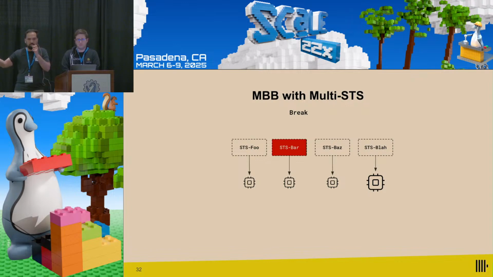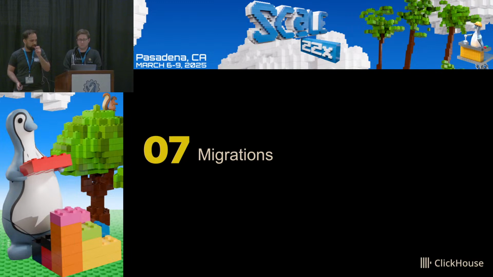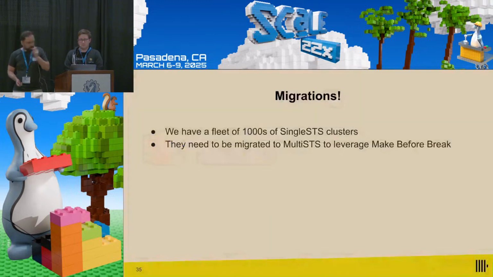Instead of adding 1 replica, you just immediately add 3 replicas and then break the other 3. And then you're done. So why do we need migrations? Because we have a fleet of thousands of these single stateful set clusters. The customers are running their important workloads on them. We don't want to disrupt those workloads. But they still need to be migrated in order to leverage the faster, better way of scaling things. So hence this talk, which is about the migrations.